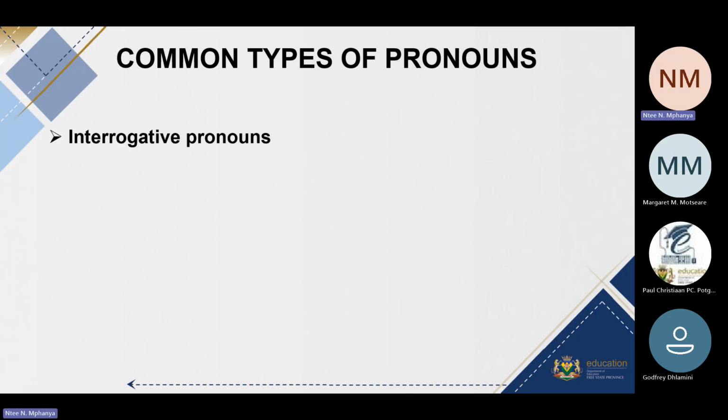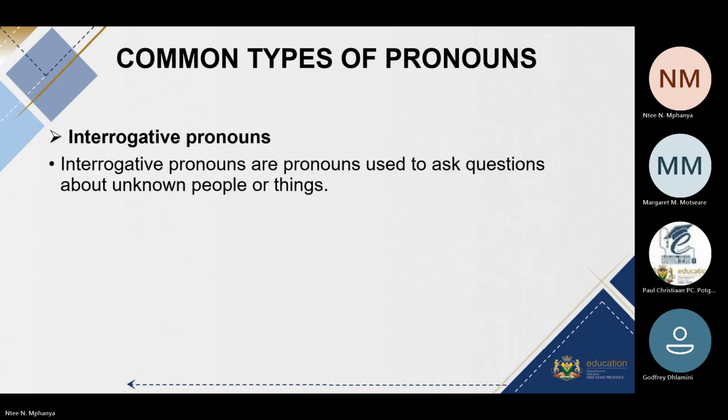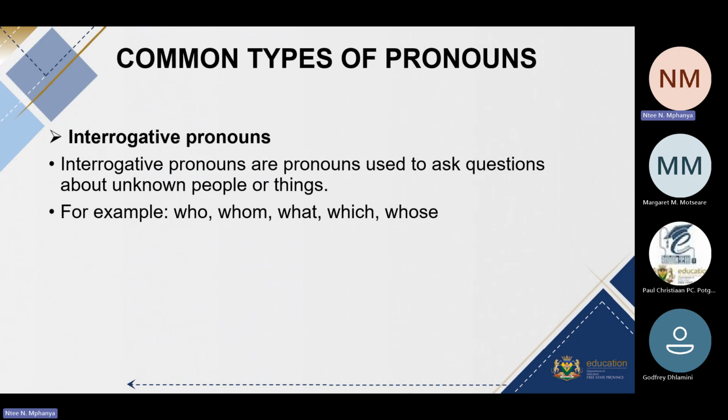Then interrogative pronouns. Now you know what it means to interrogate someone. It means to question the person. These pronouns are used to ask questions about unknown people or things. For example, who, whom, what, which, whose. "Who wrote this letter?" "To whom does this letter refer?" "What are the contents of this letter?" "Which letter are you referring to?" "Whose letter is this?"